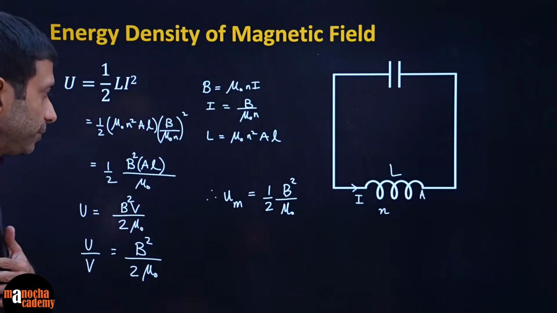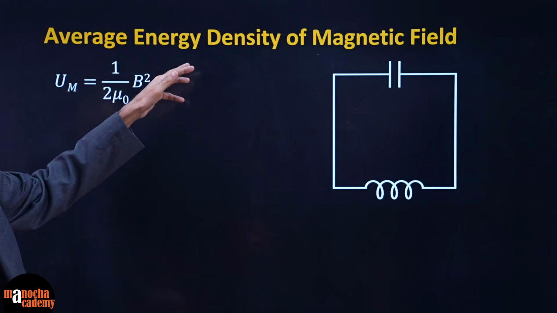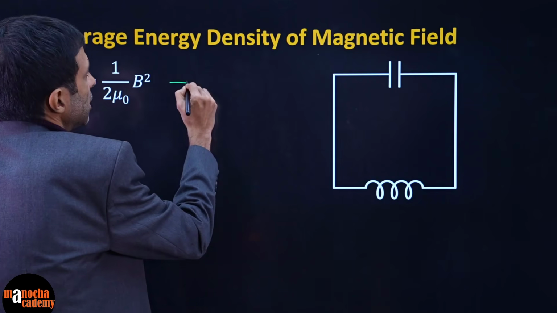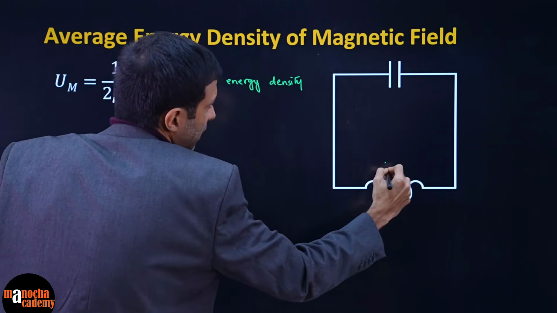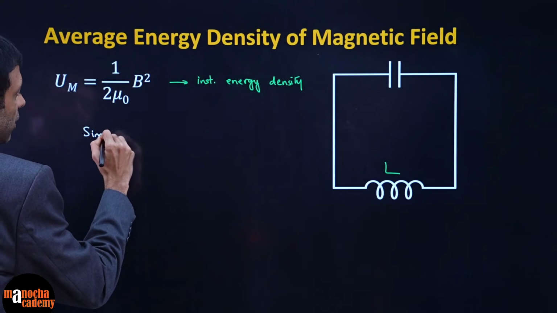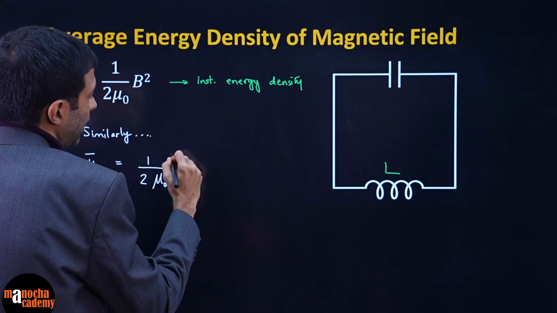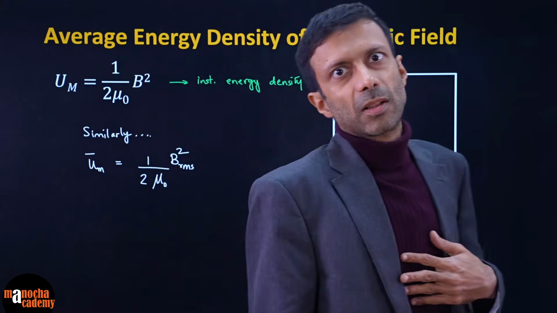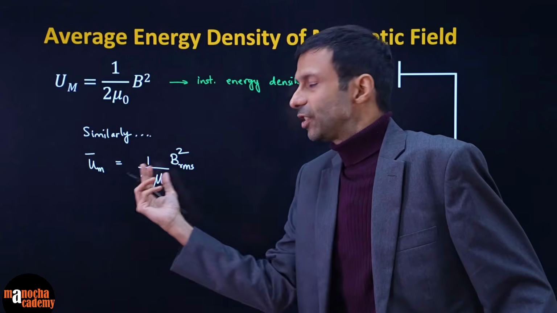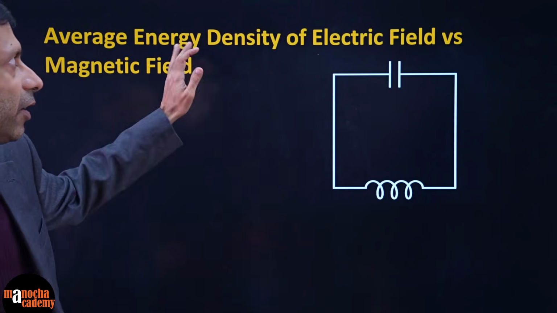This is energy density, and just like the electric field, it will work for the average energy density. This was the energy density at a particular instant, the instantaneous value for this inductor. Similarly, if you work out the average, what do you guess? Instead of B square, I'll replace it with B RMS square. This is for the instant, and this is for the average energy density. So we have worked out the average energy density of the electric field and the magnetic field.